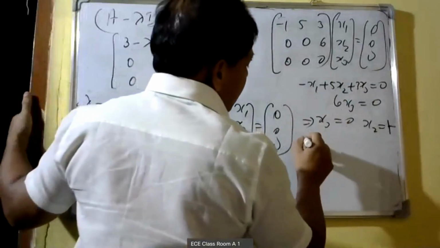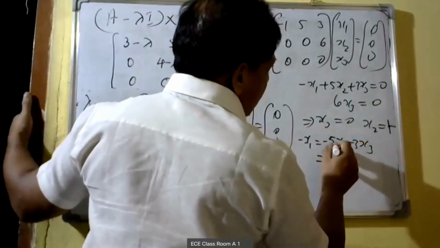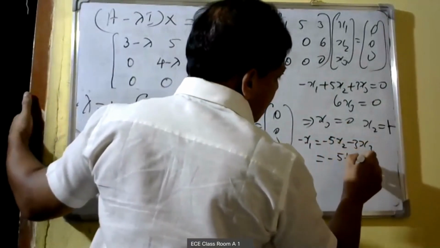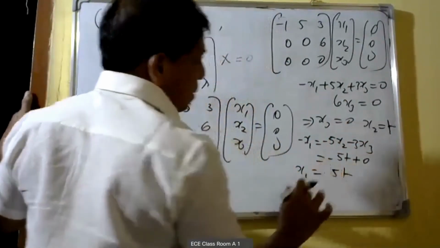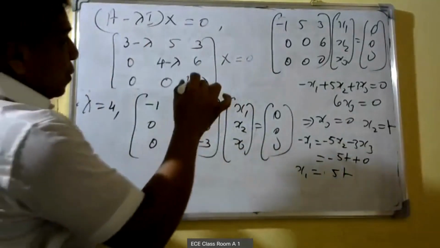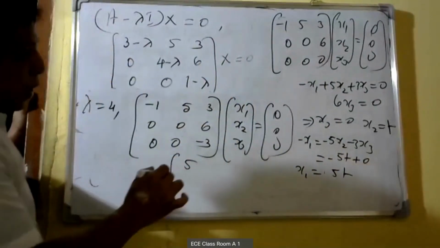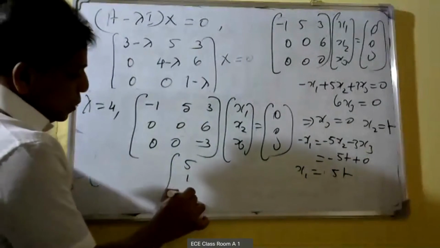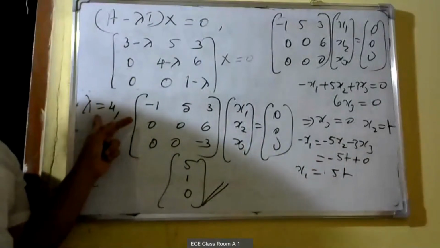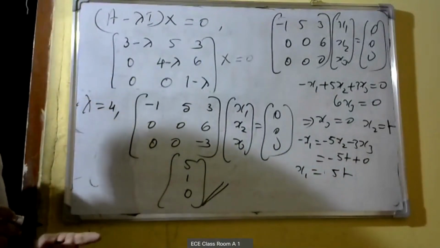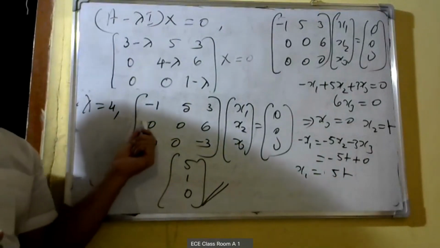Therefore, minus x1 is equal to minus 5x2 minus 3x3, that is minus 5t plus 0. Therefore, x1 is equal to 5t. Therefore, the eigenvector is 5, 1, 0. This is the eigenvector when lambda is equal to 4. This is the procedure to find the eigenvalues and eigenvectors of a given matrix. Okay, thank you.